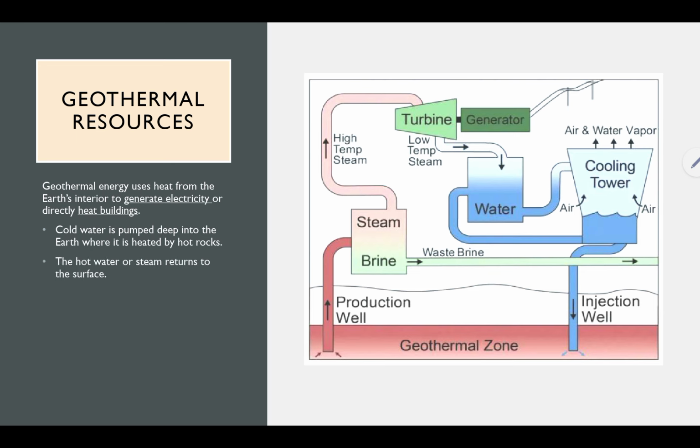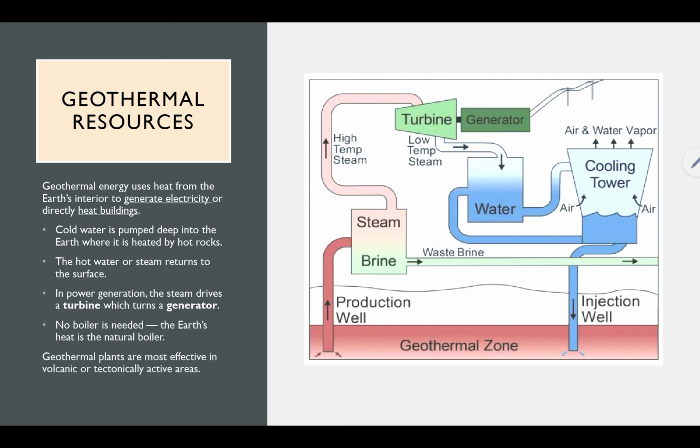The hot water or steam returns to the surface. The steam then goes to the turbine, makes it turn, which turns a generator to be transferred to electricity. No boiler is needed because the Earth's heat is the natural boiler. Geothermal plants are most effective in places that have volcanoes or tectonically active areas.